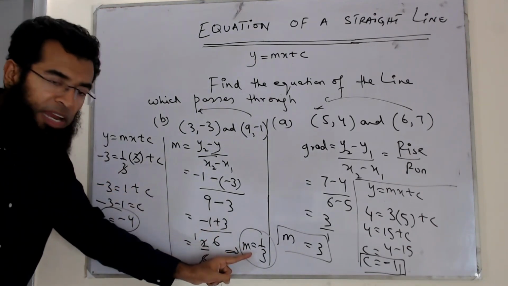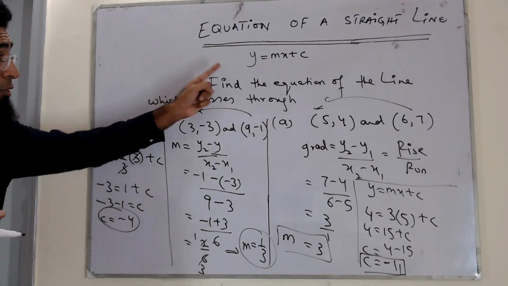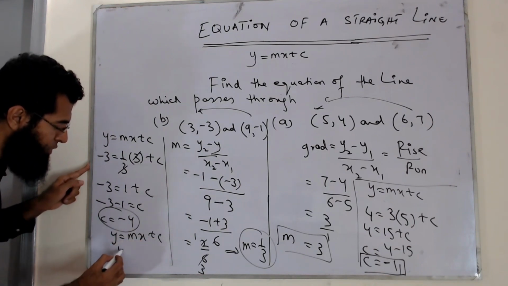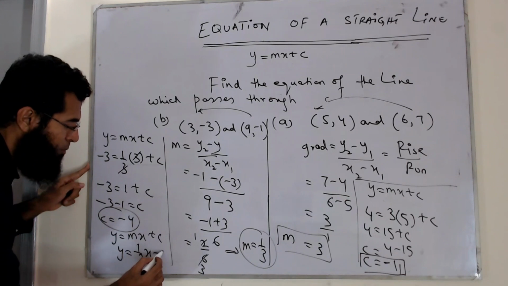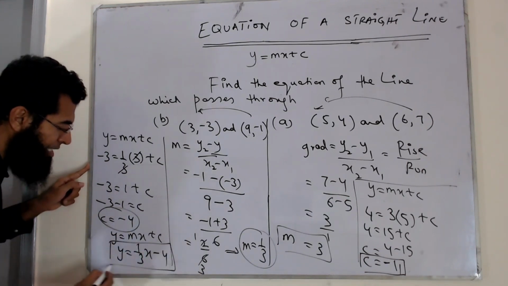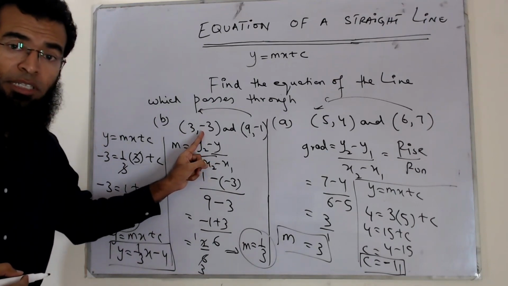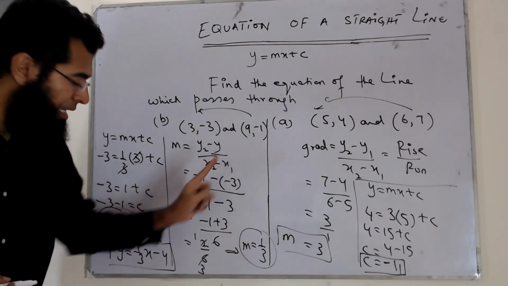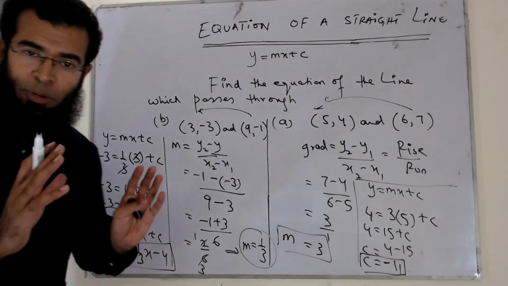So you've got the gradient. You've got the value of c. Simply plug into the original equation. So y is equal to mx plus c. So the equation is y is equal to 1 over 3 x minus 4. So that is the final answer to this question, that the equation of the line passing through these 2 points is y is equal to 1 over 3 x minus 4. I hope it was pretty simple.